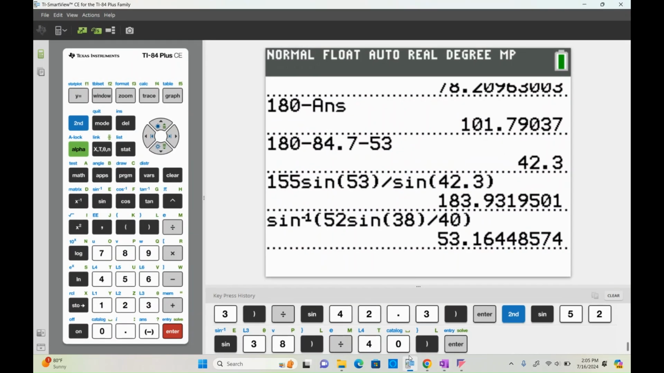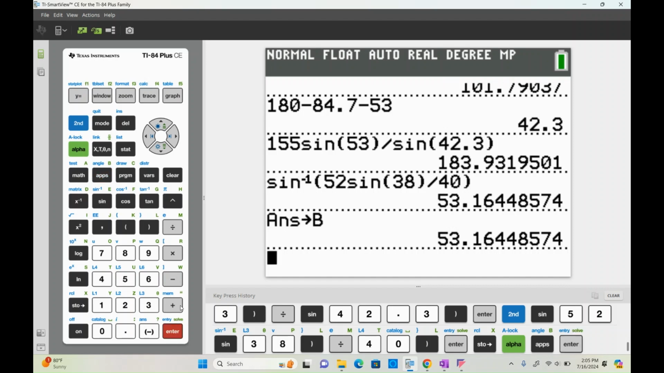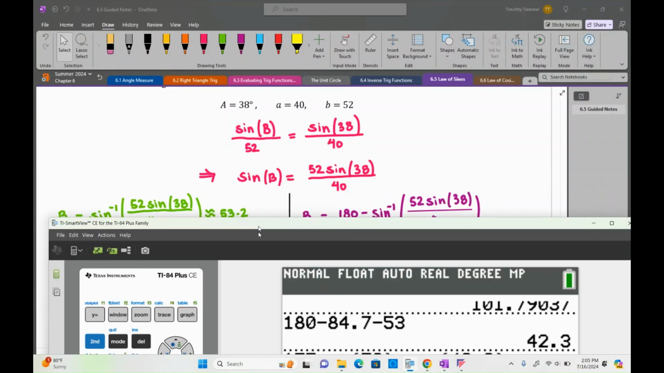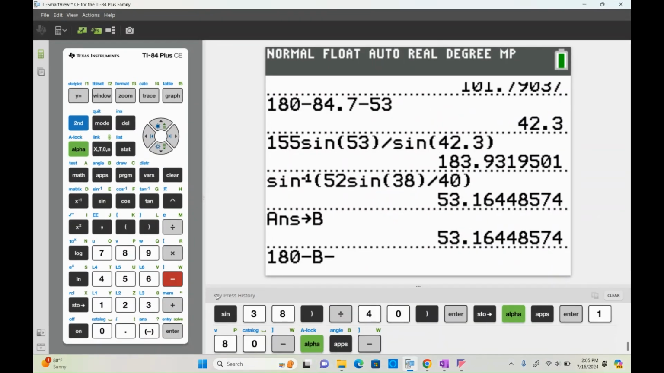Before I do that in my calculator, though, I am going to store this just in case I want to reuse B at some point. So I could hit STO and then alpha and then apps, because you can see above apps there's this B. But either way, we wanted to do 180 minus B1, which is what I've stored in my calculator as B, and then minus A, and let me refresh my memory, A was 38.